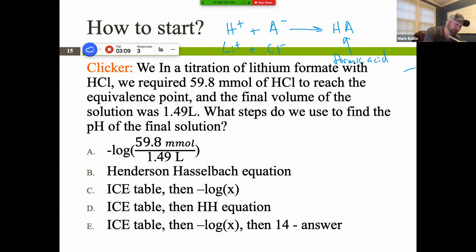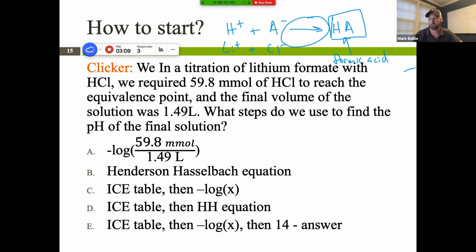So we made formic acid in the process. Every single conjugate base that we started with, every single formate, was forced to take on an H+ ion. And remember, this is a one-sided arrow. This is a complete reaction if you have a strong acid in there. So then after the reaction's done, all we have left is formic acid. That's it. So how do we find the pH of a solution that is only formic acid?